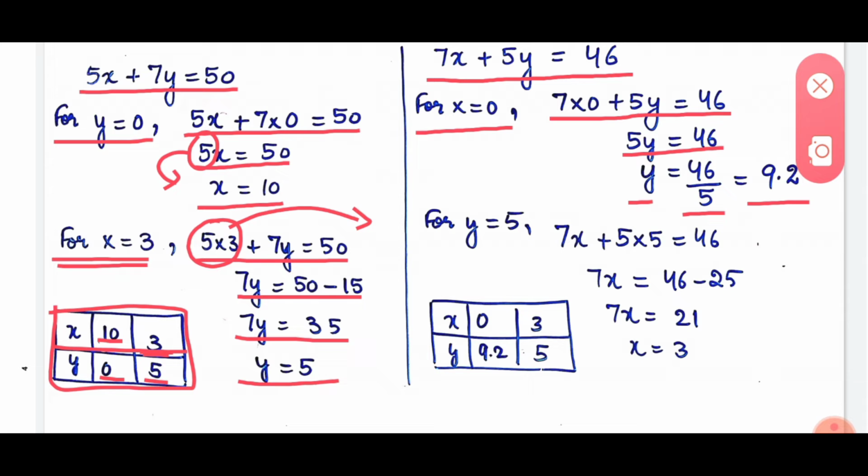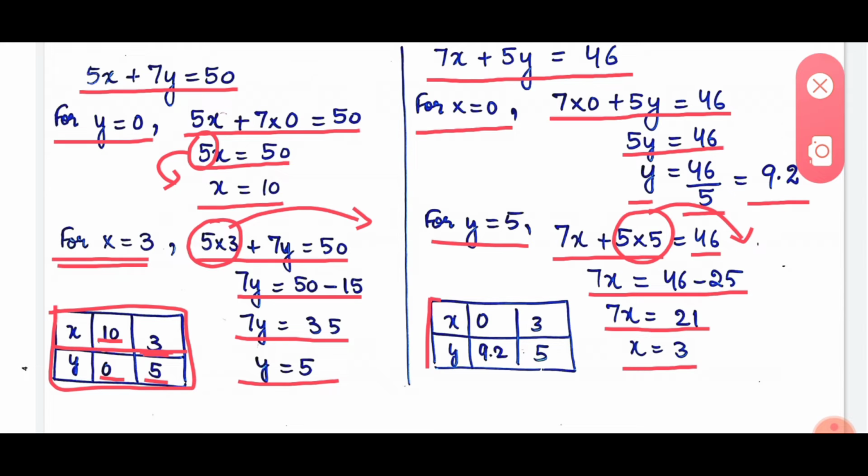Okay, now let us put the value of y as 5. So you will get 7x plus 5 into 5 equals to 46. 5 times 5 is 25, and this will be subtracted from 46, right? So 7x is equals to 46 minus 25, or 7x is equals to 21. Hence the value of x will be 3.